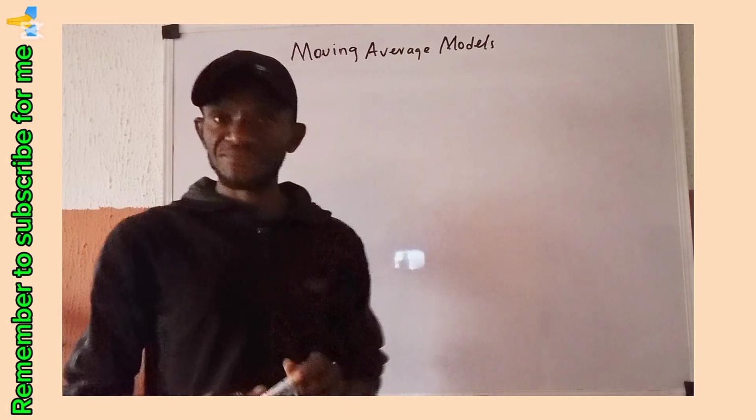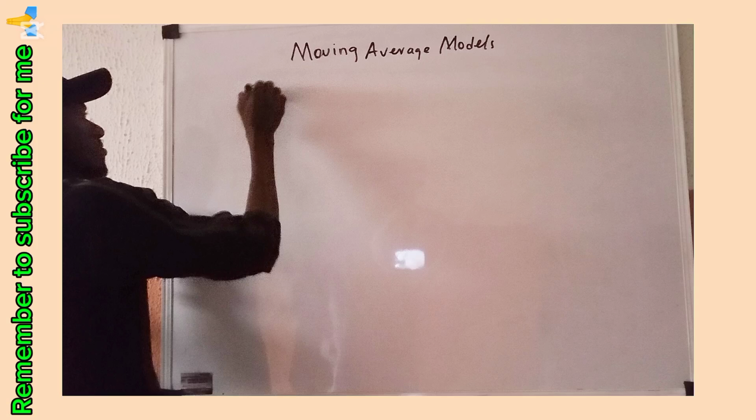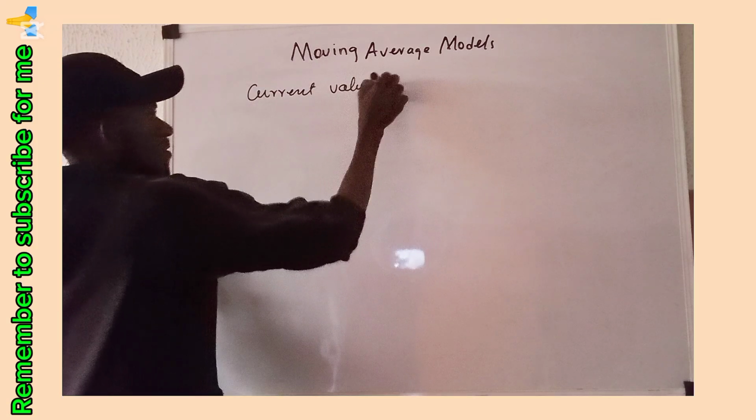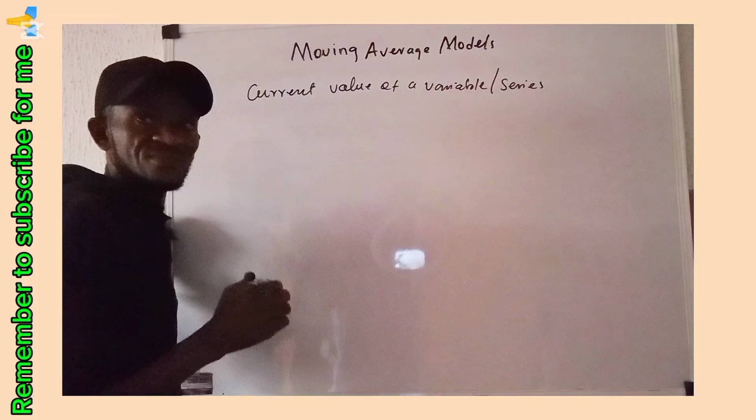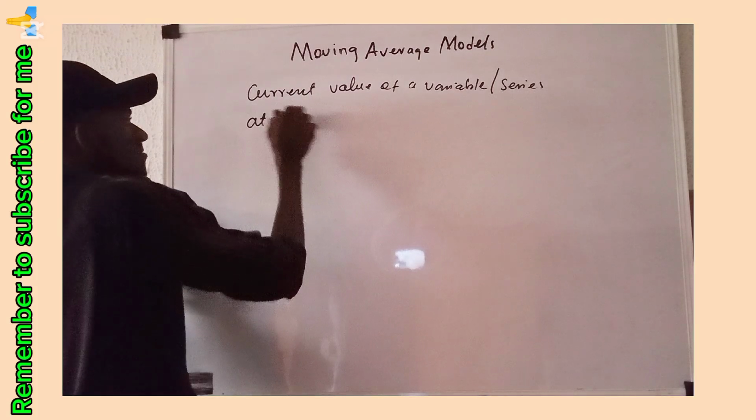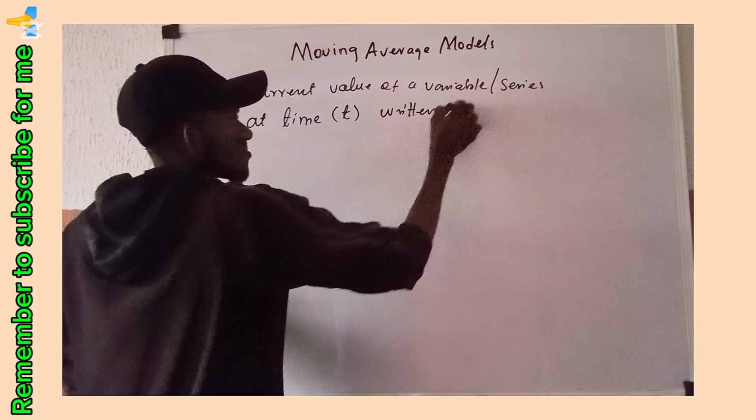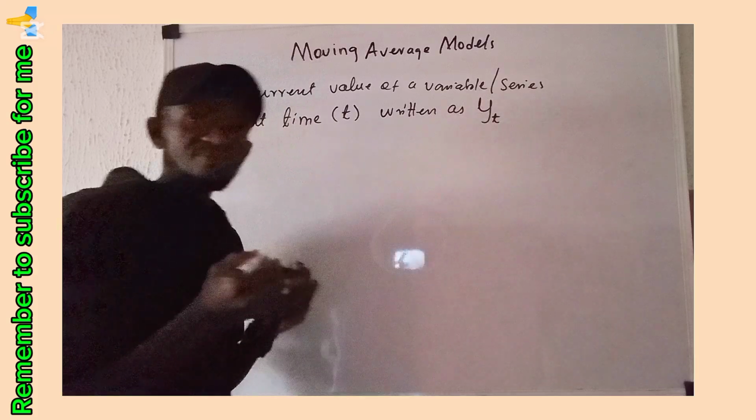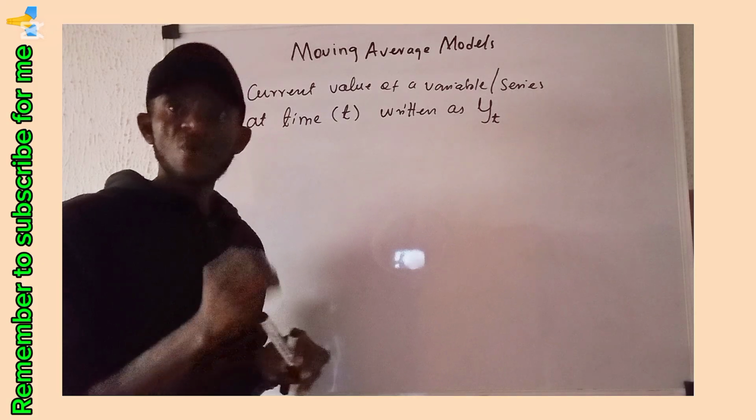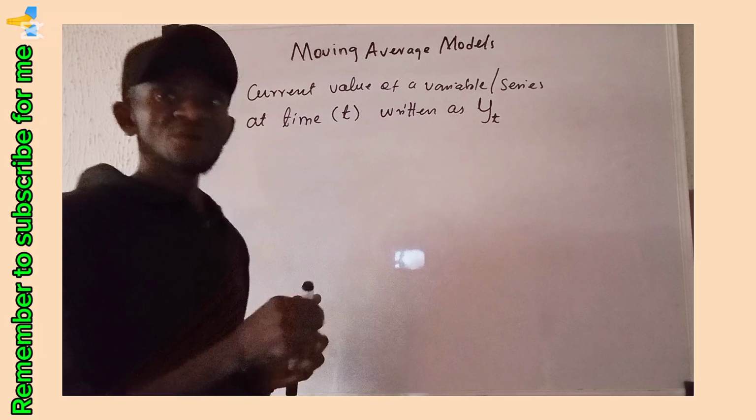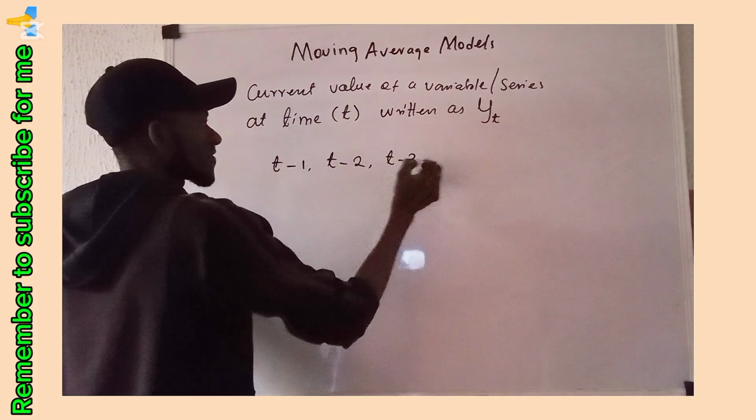In a moving average model, the current value of a variable or series at time t, written as y of t, is regressed on its residuals or error terms at the previous times, t minus 1, t minus 2, t minus 3 down the line.